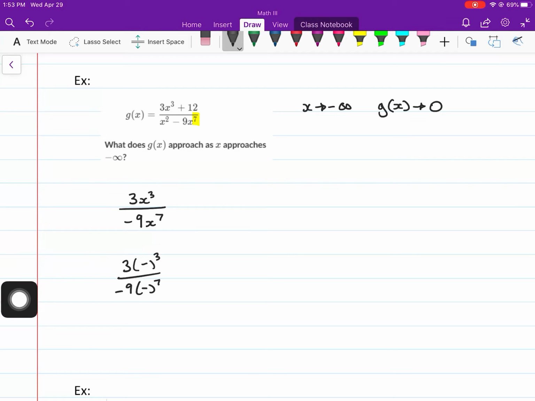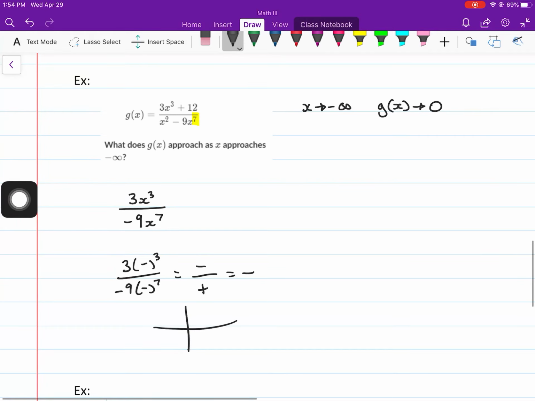A negative to an odd power is negative, so that's going to be negative on top. And then a negative to an odd power is negative again, times another negative in the front makes it positive. So this is negative. So it's not approaching negative infinity. Remember, it's approaching 0, but since it's negative, what this is telling us is it's approaching 0 from below the x-axis.